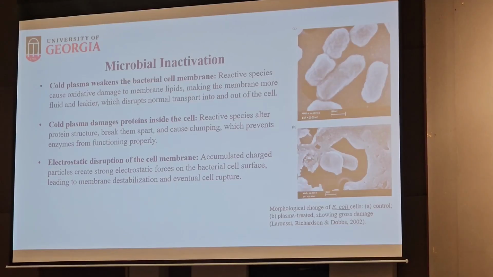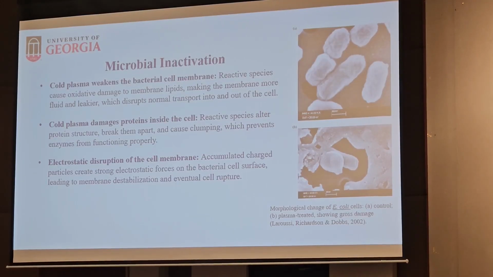Here on the right side are some pictures. You can see undamaged cells and damaged cells. That's the morphological change after treatment with cold plasma. Basically, you can see the active species will cause oxidative damage to the cell. Also, it can damage the protein structure of the cell, or cause electrostatic disruption.